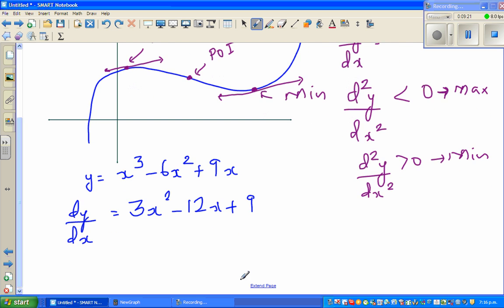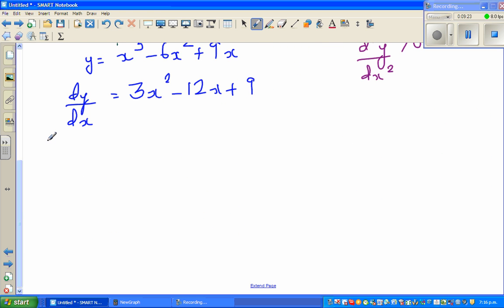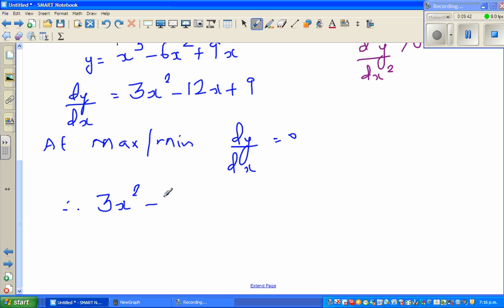Now at a maximum or minimum, you should know that dy by dx is equal to 0. So let's set this equal to 0. Therefore 3x squared minus 12x plus 9 is equal to 0. I can divide the whole thing by 3.